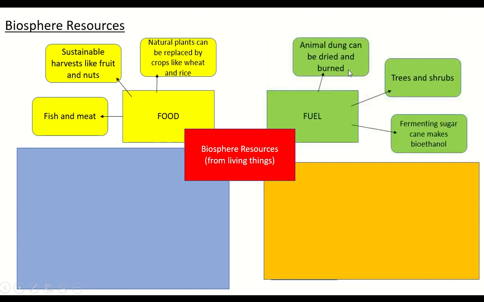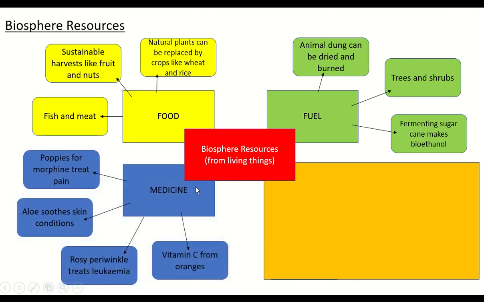So animal dung can be dried and burned, and they used to do that back in the old days, believe it or not, before I was born, obviously. Trees and shrubs obviously can provide fuel as well in terms of biofuel, and if you ferment sugarcane, it can make bioethanol. Other areas where the biosphere helps us is through medicine.